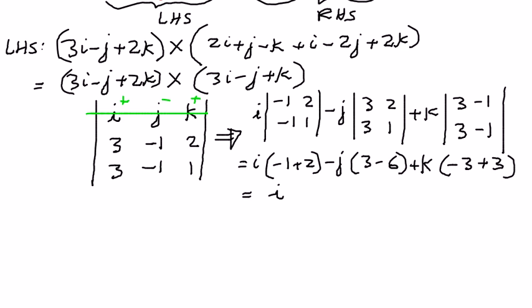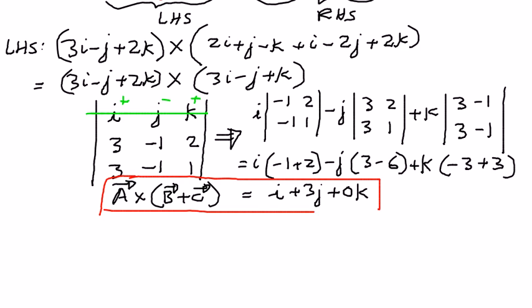So therefore, we can come back and simplify this as 2 minus 1 is 1, so 1i or just i. 3 minus 6 is negative 3. Negative 3 times negative, it will be positive 3j. And then 3 minus 3 is 0, so therefore 0k. I just want to put that in there. Therefore, the value of vector A cross (vector B plus vector C) is this value here. I'm going to put this in a box here. This is what we've arrived at.